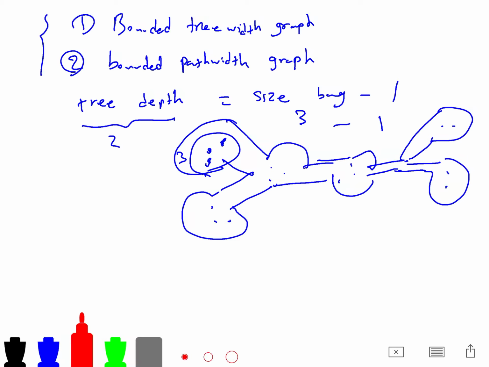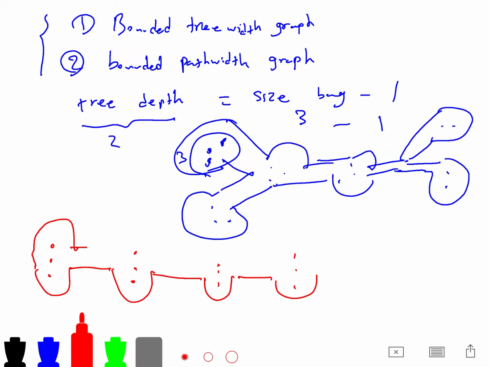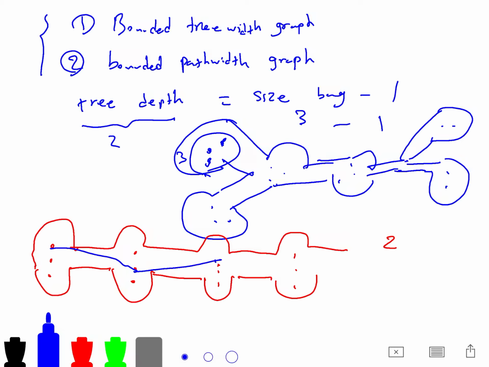Or I can say an example of a path-width graph, a tree which is a path like this, and they are separated like this. It has 2 shortest paths. One shortest path is like this, for example. If we remove the first shortest path, then we only have 2 shortest paths.